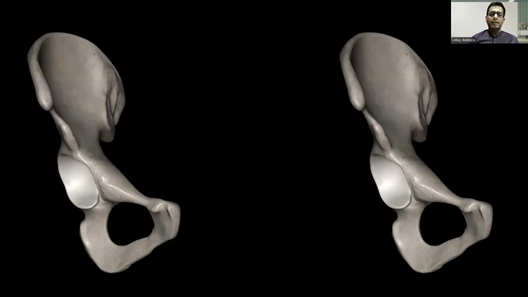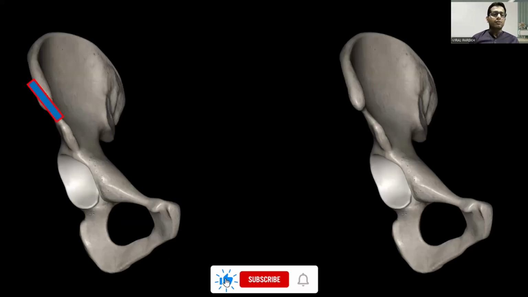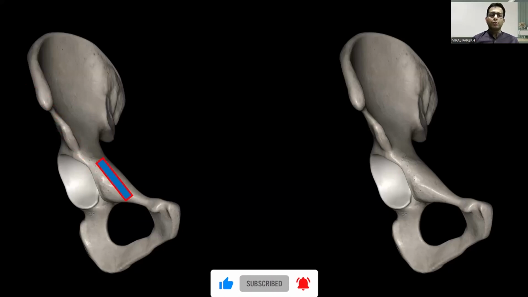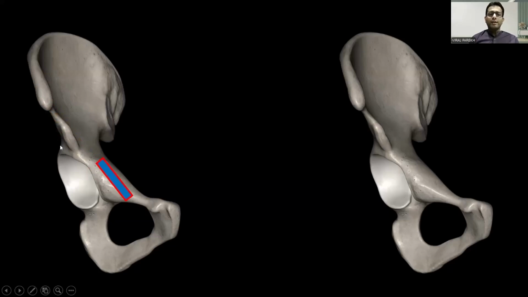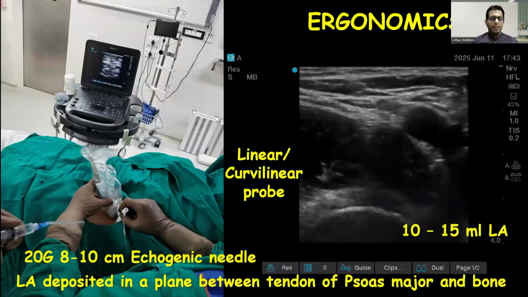So how to scan for it? We can keep our ultrasound probe at the anterior superior iliac spine, and then we can move it more inferomedially. As we go more inferomedially, we will be at the iliopubic eminence. Another approach is we can keep it at the femoral or inguinal level, and move our probe cranially. As we can see here, we can use a linear or a curvilinear probe.